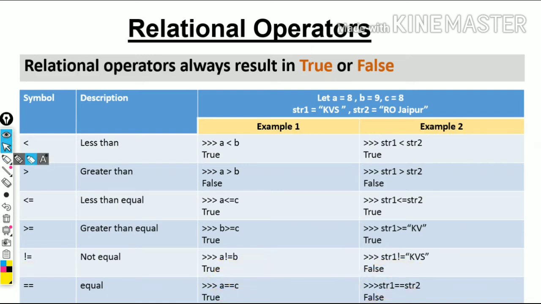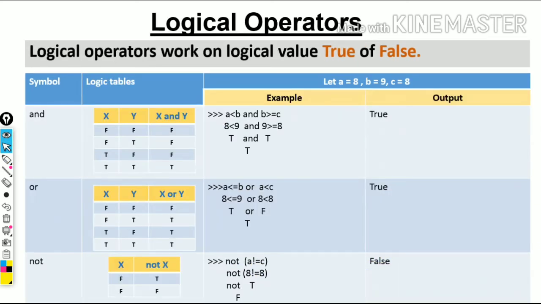Next we will see logical operators. Logical operators are those operators which work on logical values. The logical values are true and false. To perform logical operations on logical values, we must use logical operators. These logical operators are AND, OR and NOT.